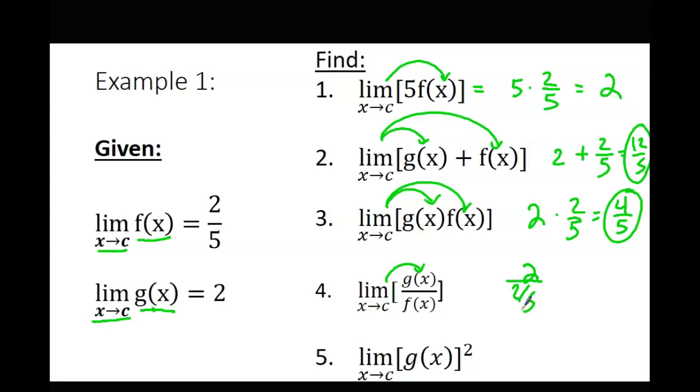Oh, good. So we remember from our talk about integrals that dividing by a fraction is the same thing as multiplying by the reciprocal. And so we end up with 5. Number 5. Limit of g is 2, right? And it's being squared. And so the answer is 4. So not too shabby, eh?